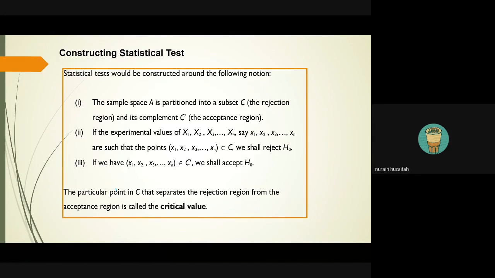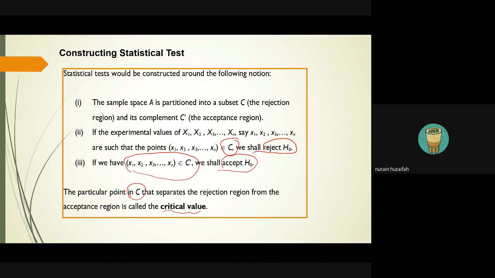It means the same thing if I mention observation values or experimental values. So if your observation values or your experimental values belong to your critical region C, we shall reject the null hypothesis. Otherwise, if they belong to your C prime, which is your acceptance region, you should accept your null hypothesis. At point C, we call this your critical value.